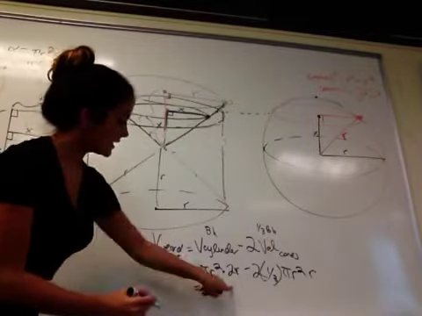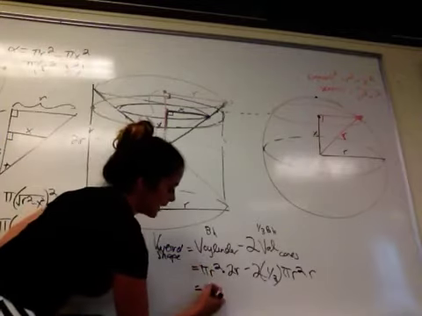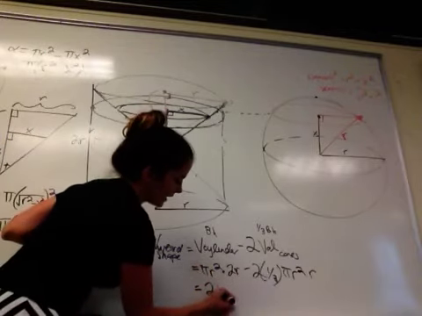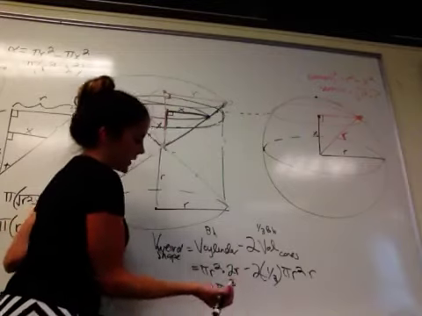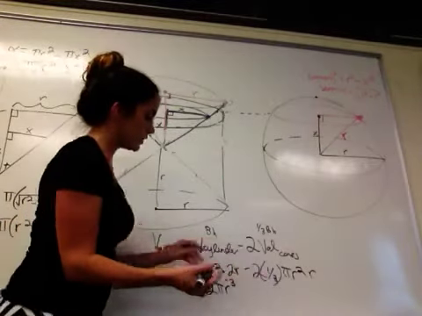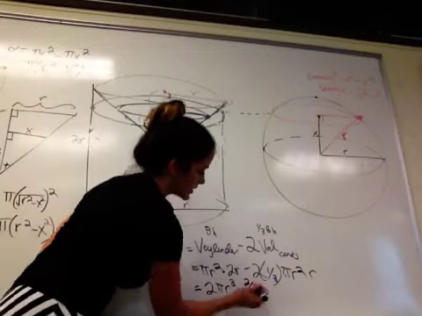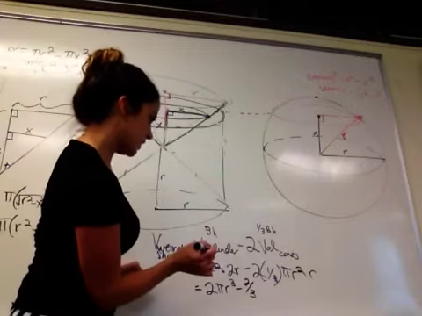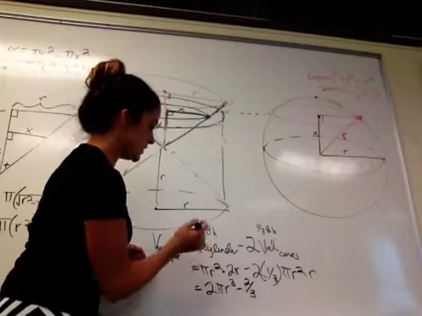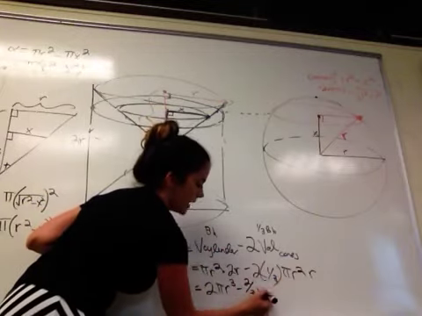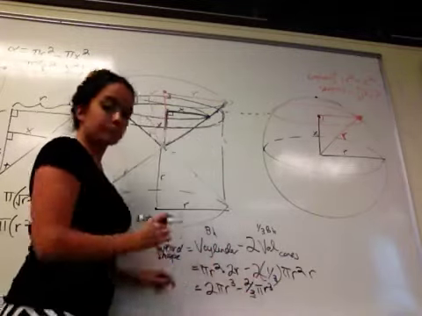Okay, so I'm going to combine these things. I'm going to pull my constants to the front, and then I'm going to combine my r's, so I get 2 times pi r cubed. I'm going to do the same thing over here, combine my constants in the front. I get minus 2/3 pi r squared times r, so my pi r cubed.